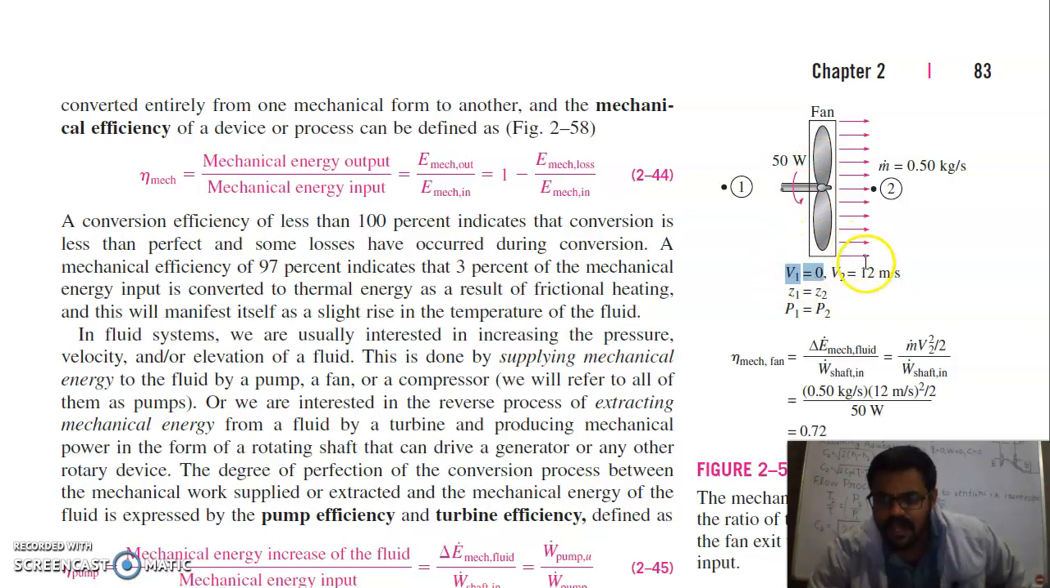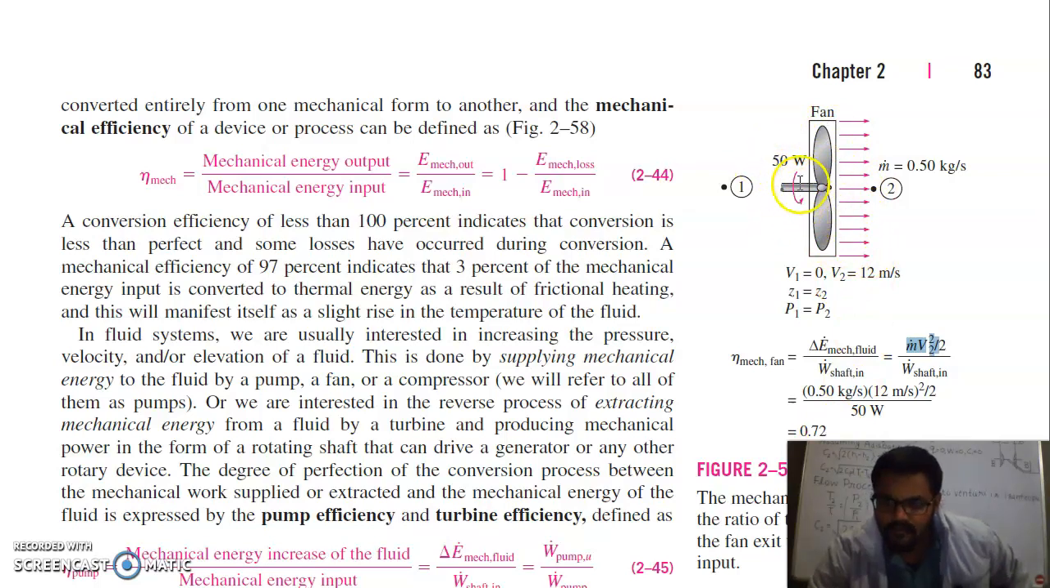So there is a change in kinetic energy of the fluid, which means this 50 watt of energy is transferred and converted to kinetic energy of the fluid, where Z1, Z2 are the same and pressures are also the same. So you can say the mechanical efficiency of the fan is equal to E mechanical of fluid, which is directly converted from the change in kinetic energy of the fluid, which is half mv squared, that is V2 squared by 2, multiplied by mass flow rate, divided by 50. We will get 0.72, which means this fan is 72% efficient.